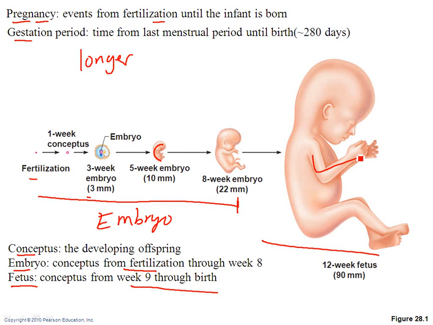So you'll see the words conceptus, embryo, and fetus, and they mean different things. Again, the embryo is from fertilization through 8 weeks. A fetus is 9 weeks through birth. And then once it's born, we use the word infant.